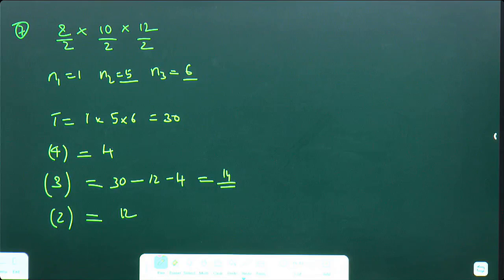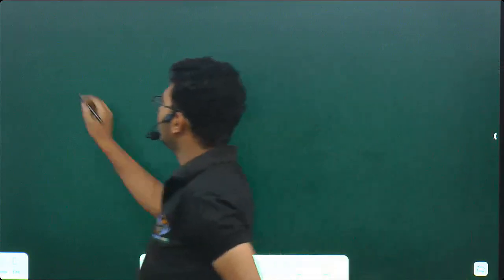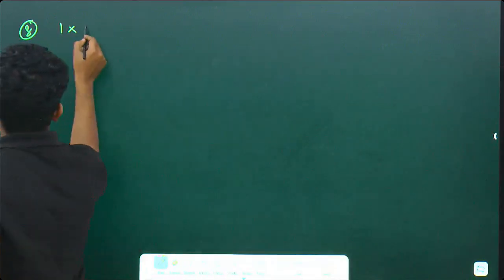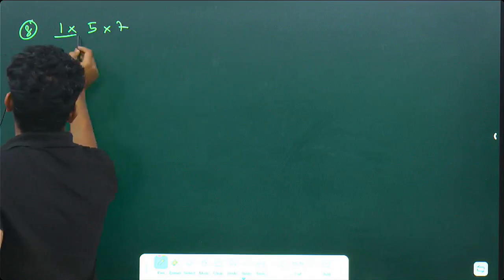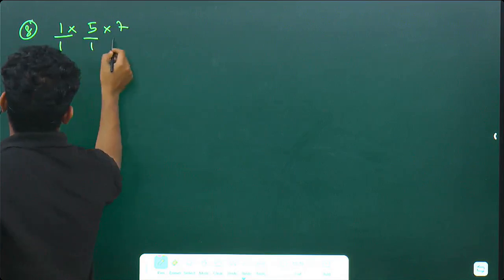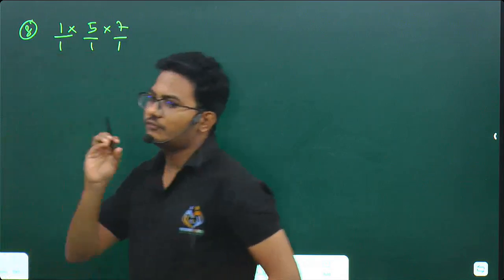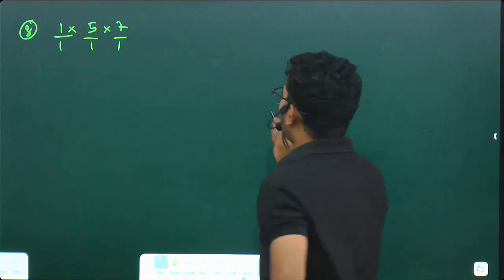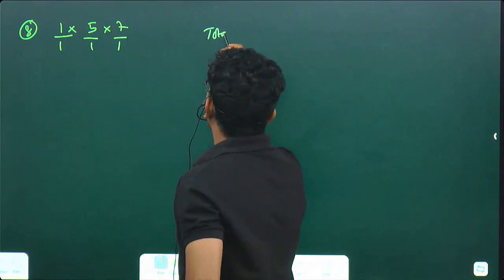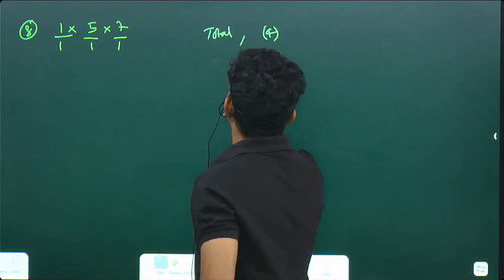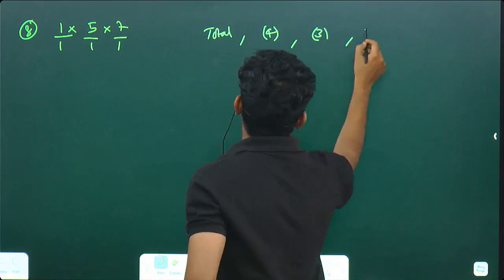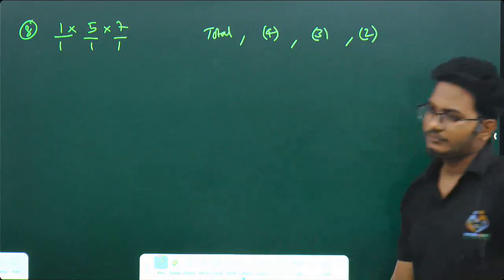Everybody done? Yes? Now I'll give you a question that you need to solve within 20 seconds. Take down the question: 1 into 5 into 7. I have made small cubes of 1 centimeter length. Here I need the total, and the cubes with 4 surfaces painted, 3 surfaces painted and 2 surfaces painted. Make it fast.